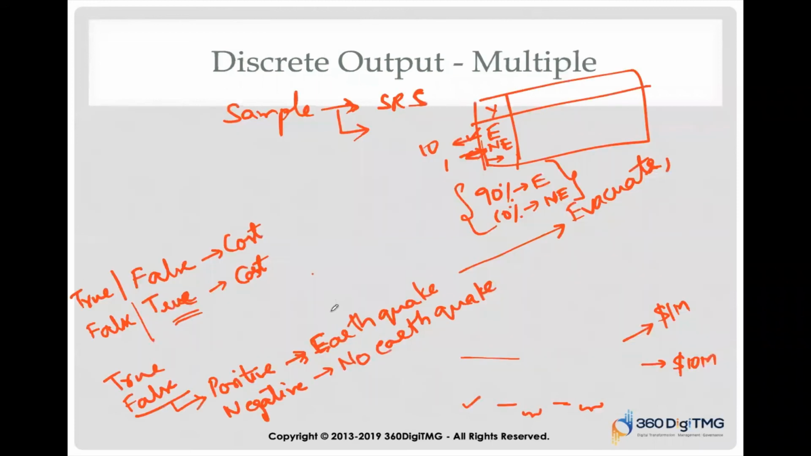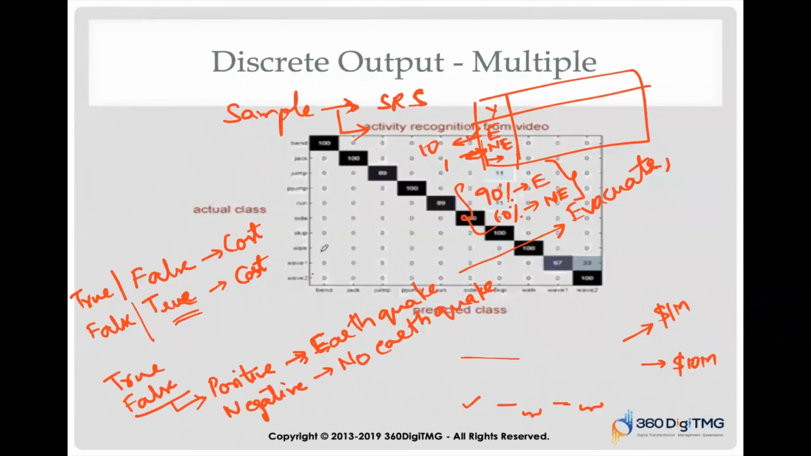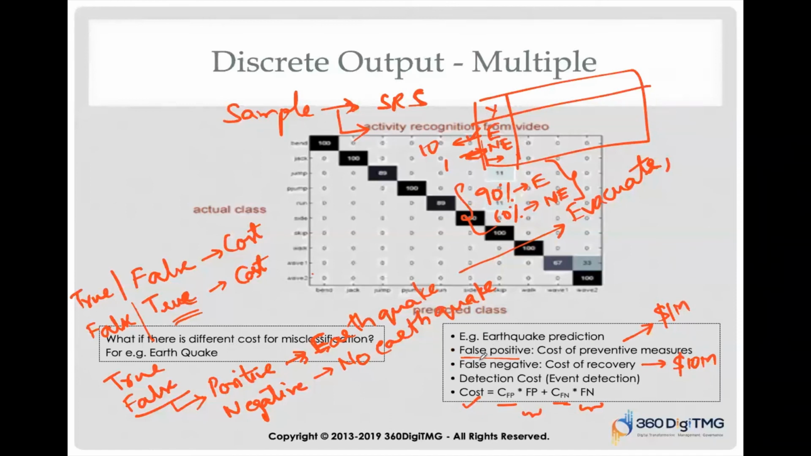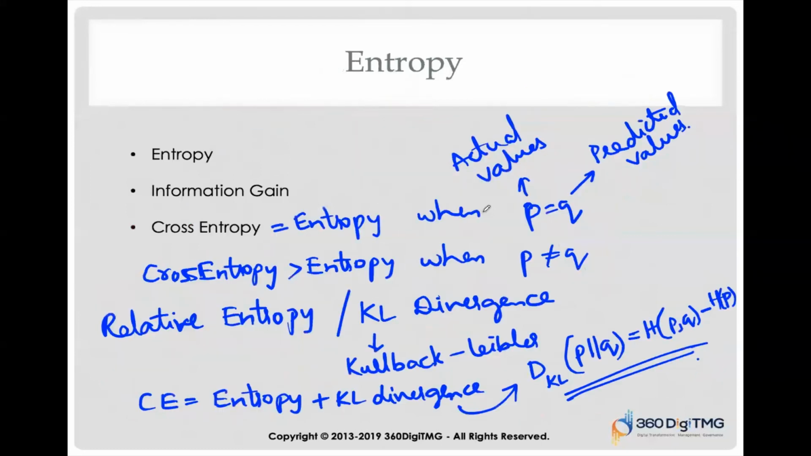And then we discussed this multi-class discrete variable problem. Then we looked at how to calculate the cost of misclassification and how we can actually use that for sampling the data.